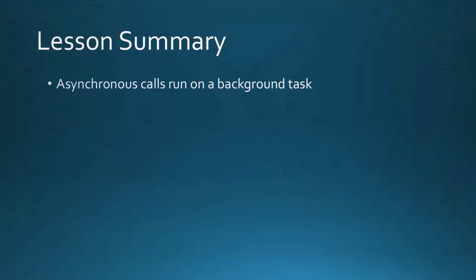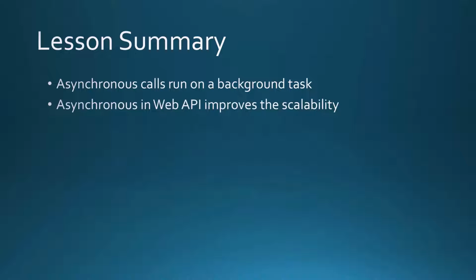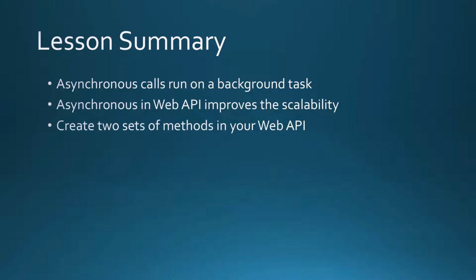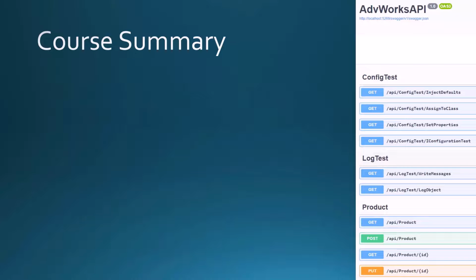In this lesson, we made asynchronous calls that now run on a background task. Asynchronous in Web API improves the scalability, not necessarily the speed. We create two sets of methods in our Web API, one for synchronous and one for asynchronous. Not a bad idea to do, or just simply go all asynchronous. The choice is yours.